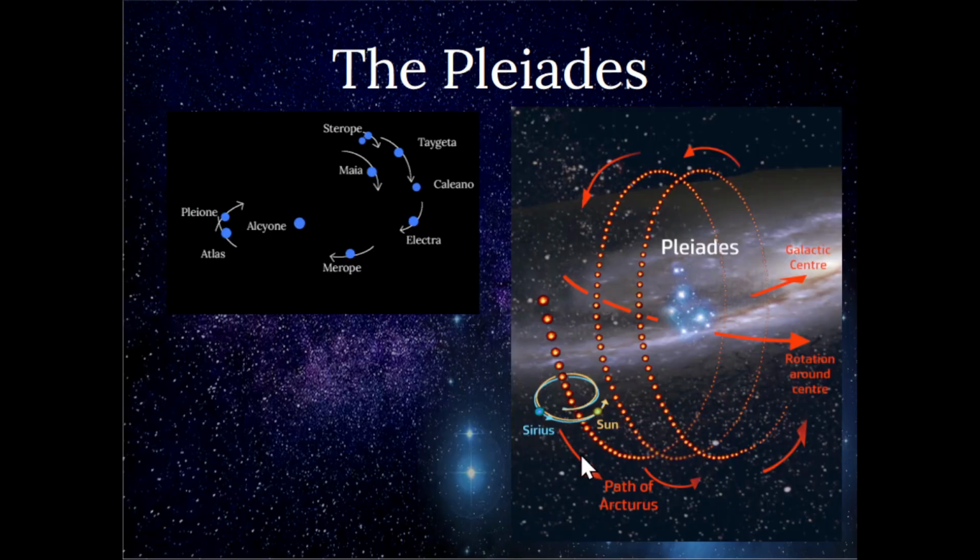So that's just to give you a recap. We are going around with Sirius Arcturus. The group is going around the Pleiades, and the Pleiades is going around the galaxy. And within the centre of the Pleiades, they're all going around Alcyone.